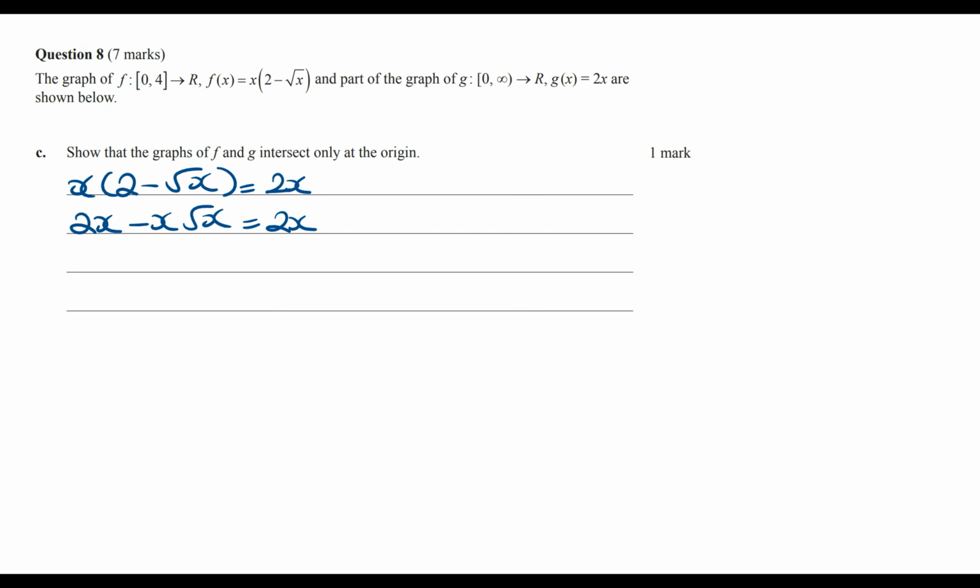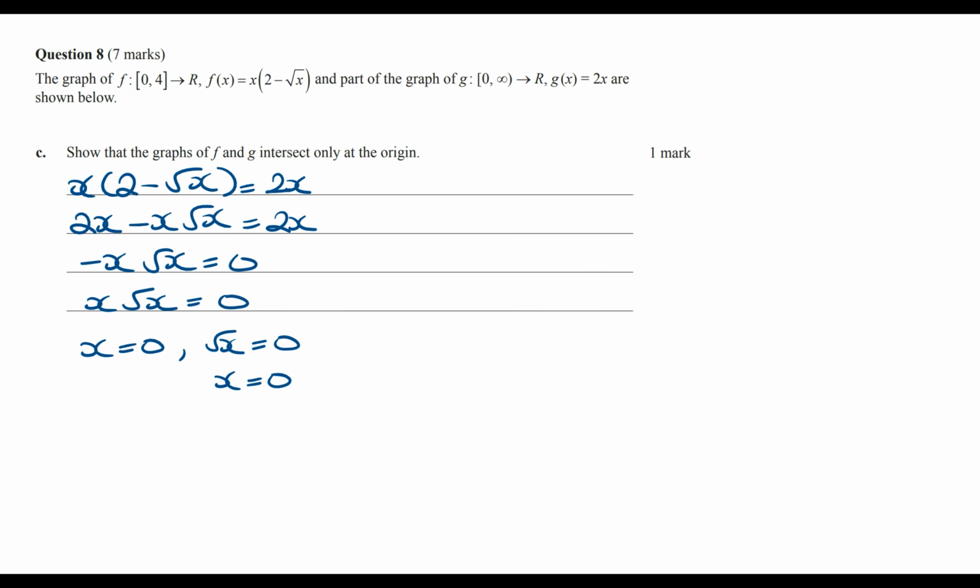Taking the 2x to the right hand side, we're going to get minus x times root x is equal to 0. Dividing by negative, x times root x is going to equal 0, which means that x is equal to 0 or root x is equal to 0. And solving for x is 0. And so this means the only point of intersection is going to be when x is equal to 0.